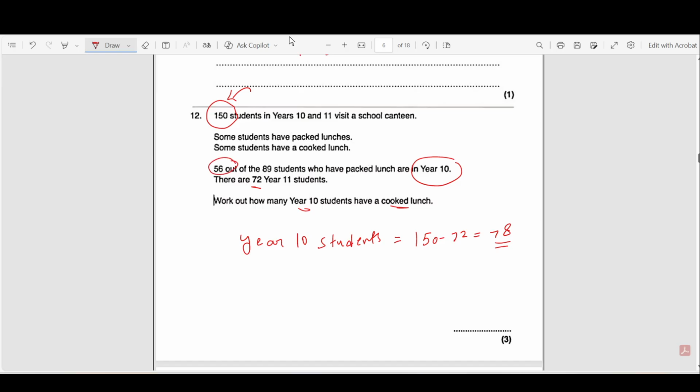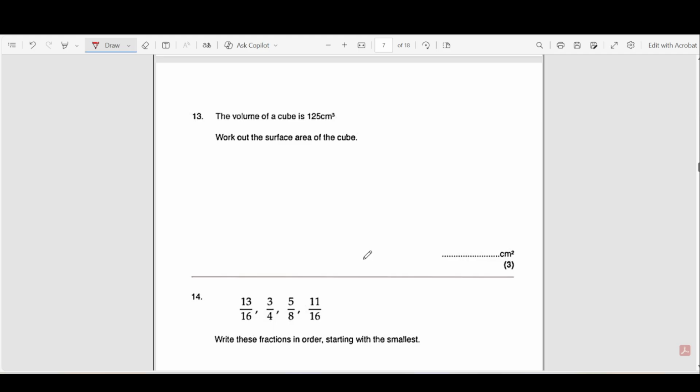Now if we subtract the number of year 10 students with packed lunch from the total year 10 students, we can get year 10 students who have cooked lunch. So total year 10 students are 78 and 56 of them have packed lunch. We subtract 56 from the total and the answer is 22. That means the remaining 22 have cooked lunch. So that's our answer, 22 students. Okay, great. This one is easy, right?